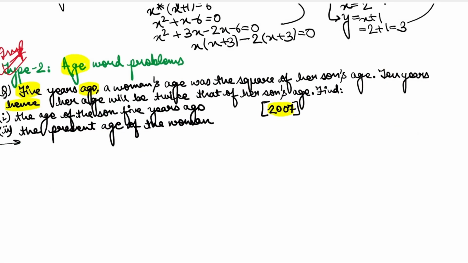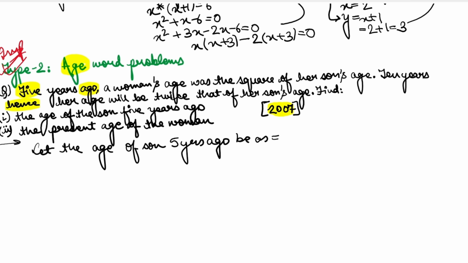Okay, so let's start with your age problems. In the age word problem, the question says that 5 years ago a woman's age was the square of her son's age. So for 5 years ago, let the age of the son 5 years ago be x.